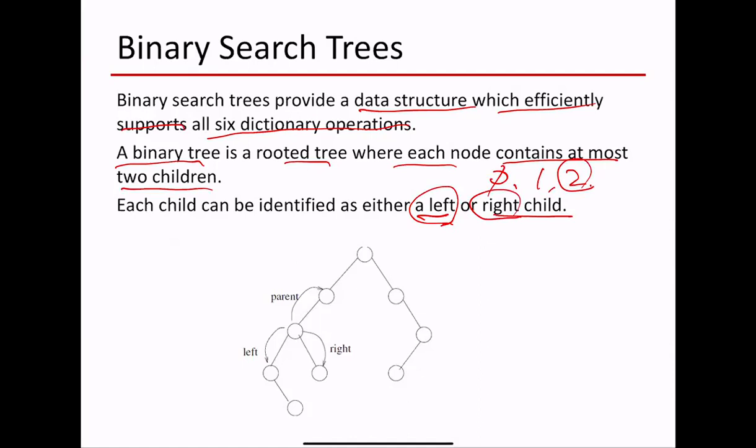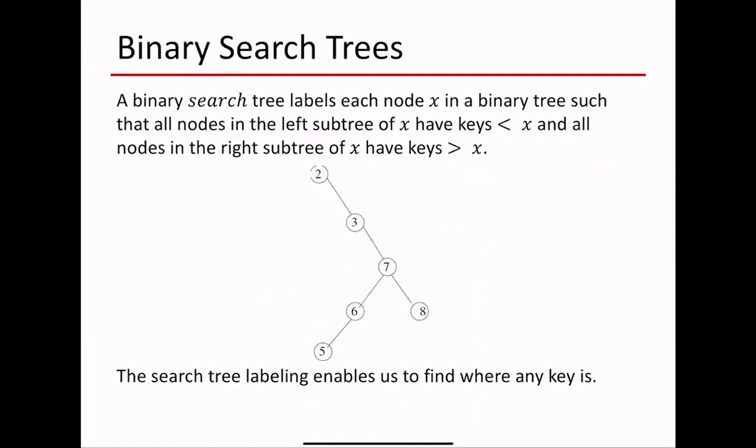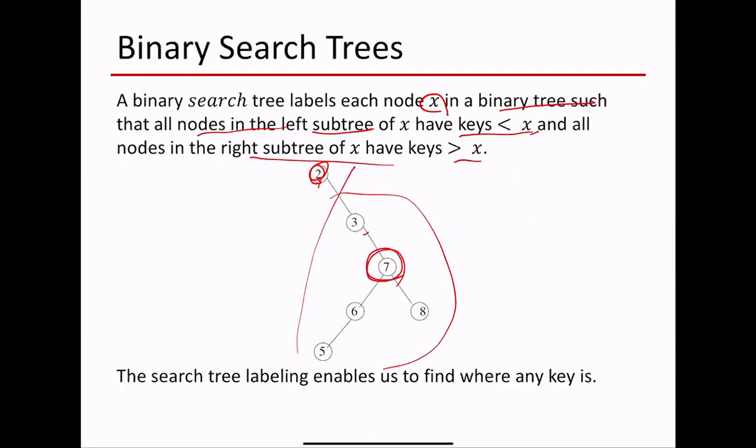So BST, a binary search tree, labels each node X in the binary tree such that all nodes in the left subtree have smaller values and on the right, bigger values. So on the right side of 2, every member should be bigger than 2. If you look at the 7, on the right side of the 7, every number is bigger than 7. Left side of me is smaller than me. So the search tree labeling enables us to find where the key is.